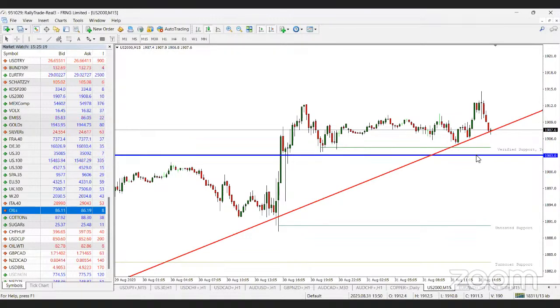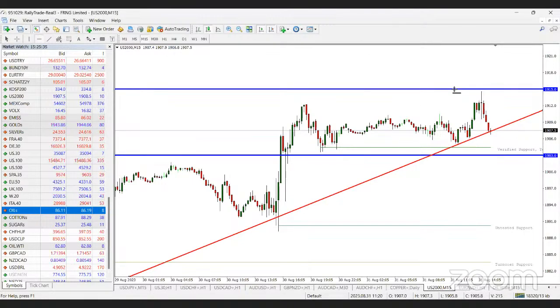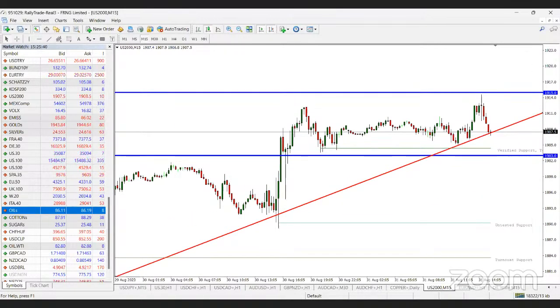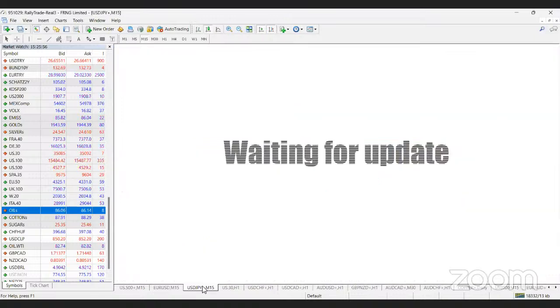So my advice for US2000 is, I'm not going to give you a pending order, but I will say monitor price. If price closes below 1903, you can continue scalping your sell. But if price now goes back up and closes above 1915, you can start scalping a buy. That would be my advice.